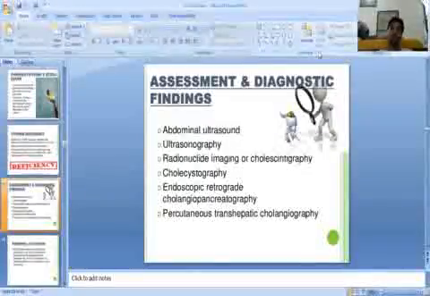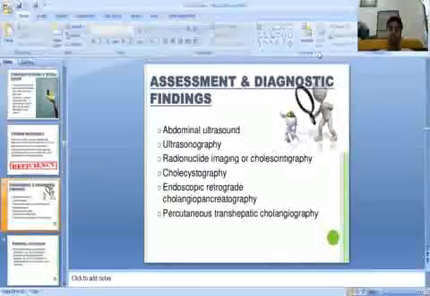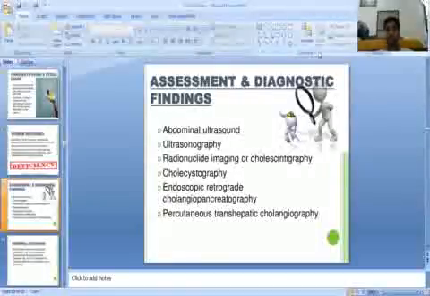Assessment and diagnostic findings: abdominal ultrasound, ultrasonography, radionuclide imaging or cholecystography, endoscopic retrograde cholangiopancreatography. This is called ERCP. Next, percutaneous transhepatic cholangiography. This is called PTC.